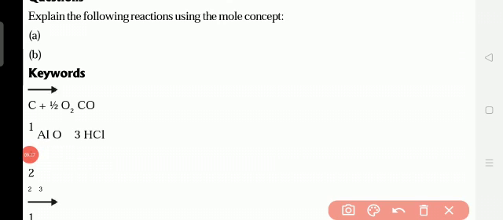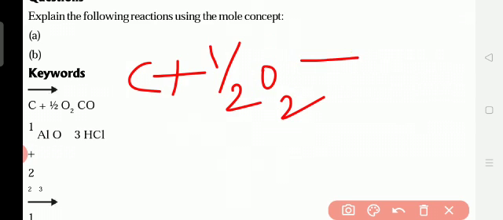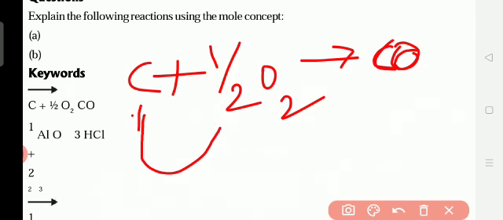You just tell me. C plus half O2 gives rise to CO. Explain the following reactions using the mole concept. If I give the question, how can you say? CO means carbon monoxide. So 1 mole of carbon atom, carbon is only 1 here, so it is an atom, reacting with half mole of oxygen molecule, it is giving 1 mole of carbon monoxide molecule.